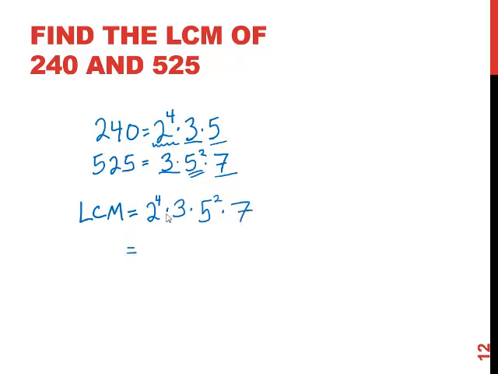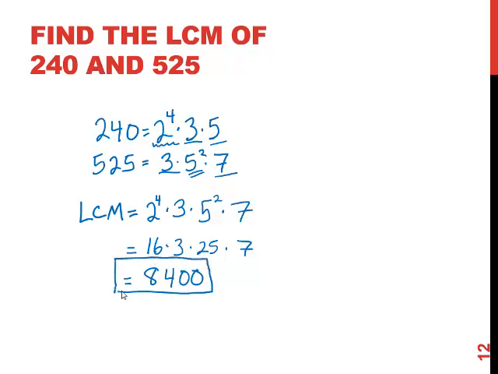If I multiply this all out together, let's see, we get 16 times 3 times 25 times 7. That gives us 8,400. So this is the smallest number that is divisible by 240, and it's divisible by 525.